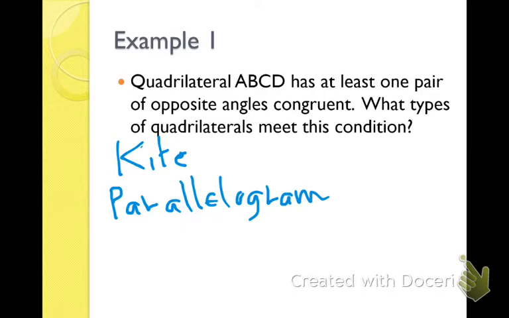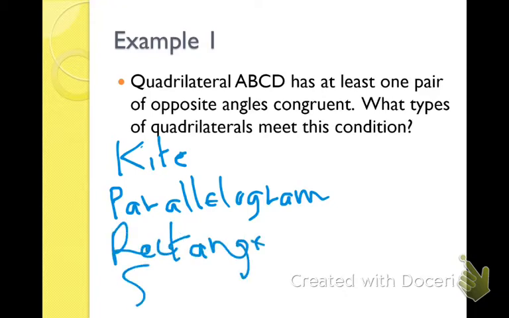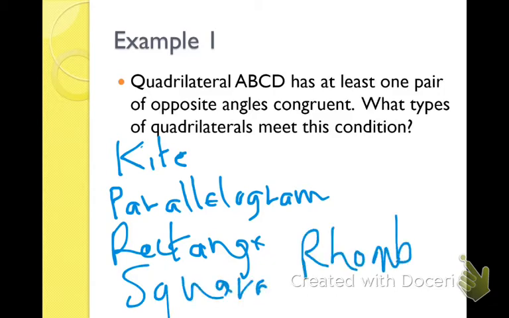If it's a parallelogram, what else could it be? No, that's too general. A quadrilateral doesn't necessarily have at least one pair of opposite angles congruent. If it's a parallelogram, it could be a rectangle. Rectangle, what else? Square. Or rhombus. Right. Could be any of those. Any questions?